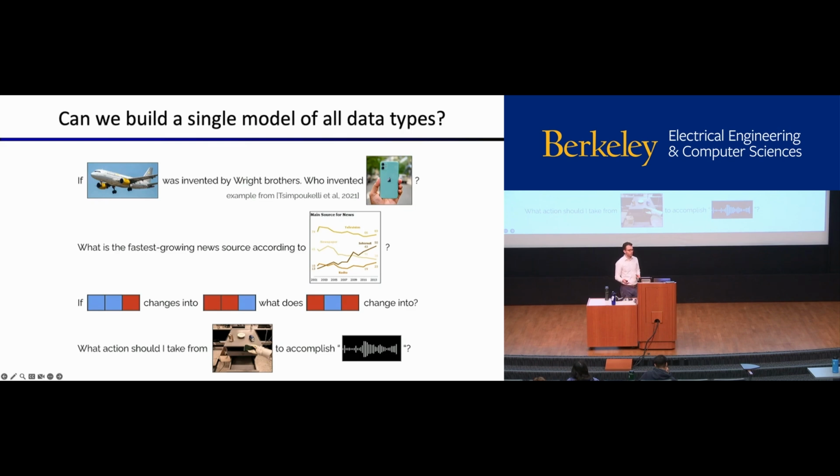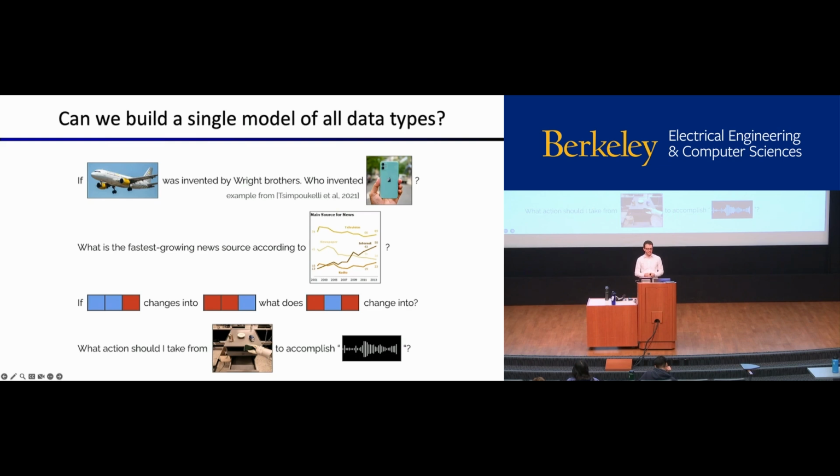Can we build a single model of all these data types? If this picture of an airplane was invented by the Wright brothers, who invented this picture of an iPhone? Could a model answer that question? Well, look at this graph and tell me which was the fastest growing news source. Is it the Financial Times? I guess it's probably the internet.